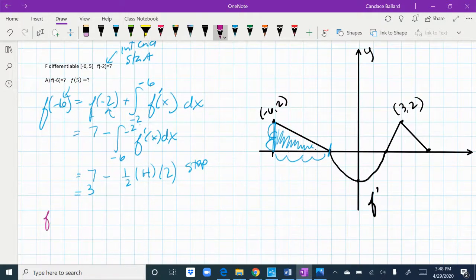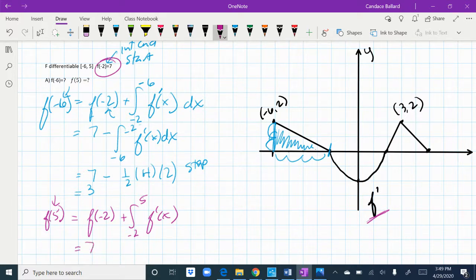Okay, so we also had to find f of 5. So again, I'm starting in the same place I did before. I always have to include that. So I really need f of -2 plus the integral starting at -2 all the way until 5 of f prime of x. And I totally didn't mention the graph is f prime. All right, so I know that f of -2 is 7. I've got to go this time from -2 all the way to 5, which means I have a half circle that is negative because it's signed area, and I have a triangle.